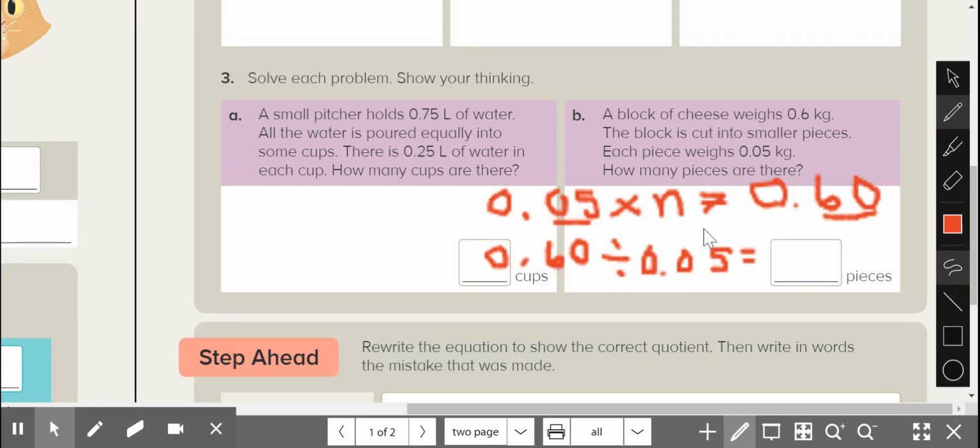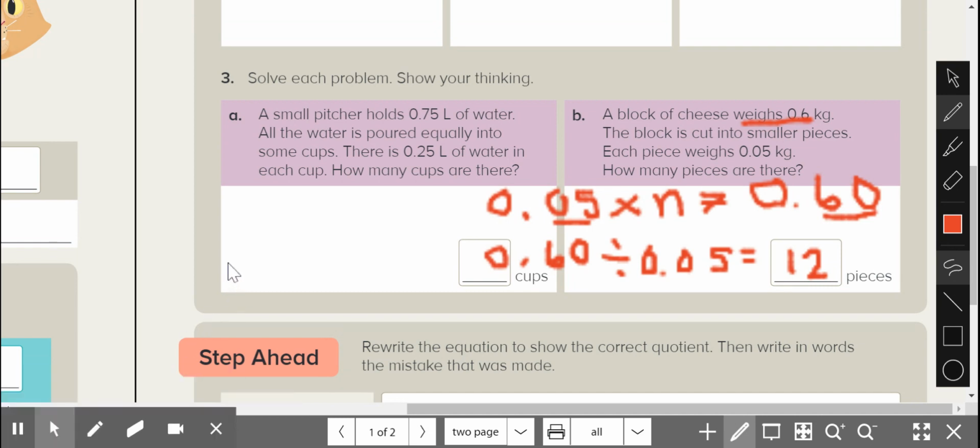So how many slices of cheese are there? If each slice weighs 5 hundredths and we have a block of cheese that has 6 tenths of a kilogram, each one of those slices is 5 hundredths. There are a total of 12 pieces because 5 hundredths goes into 60 hundredths 12 times.